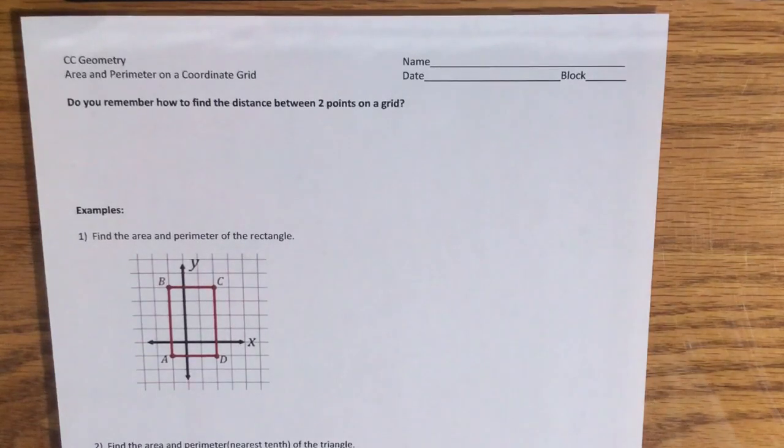Hey guys, we're going to do our second video for Unit 7. So this is area and perimeter on a grid. You may want a highlighter or a darker colored pencil for some shading in.